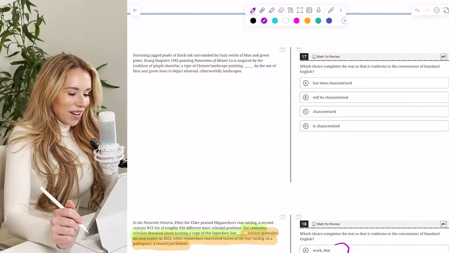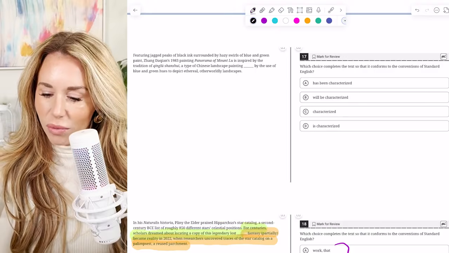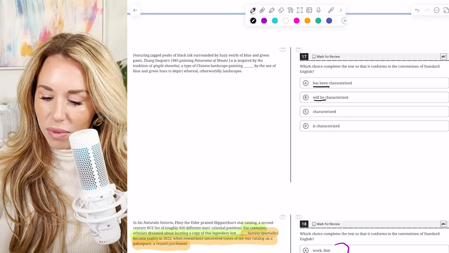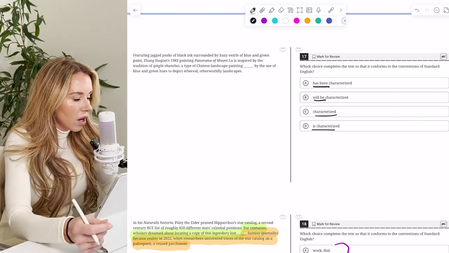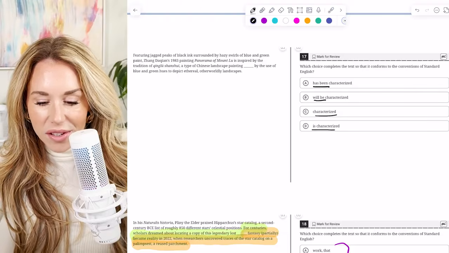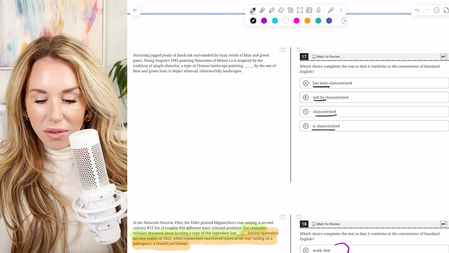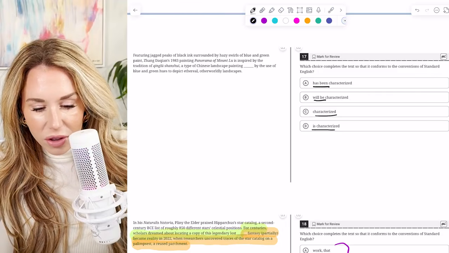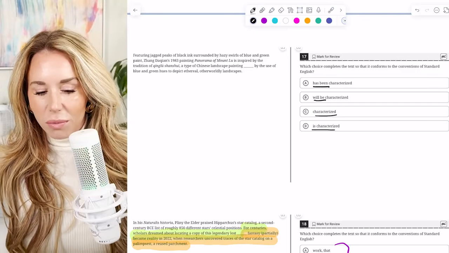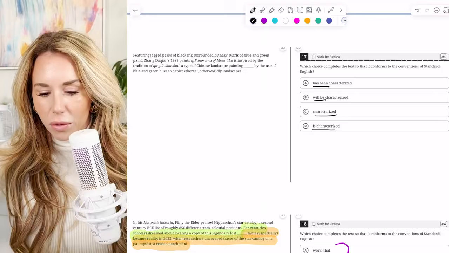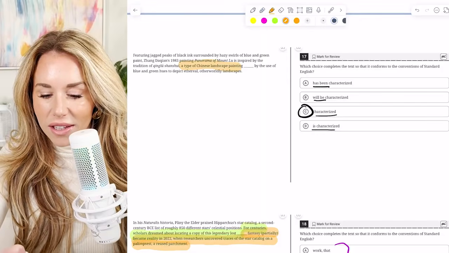The answer is C. All right, so this one looks like it is somewhat of a parallelism question. We have "has been," which is present perfect, "will be," future tense, "characterized," past tense, and "is characterized," which is present tense. So, "Featuring jagged peaks of black ink surrounded by hazy swirls of blue and green paint, Zhang Di's 1983 painting Panorama of Mount Lu is inspired by the tradition of Shan Shui, a type of Chinese landscape painting characterized by the use of blue and green hues to depict ethereal, otherworldly landscapes." It needs to be "characterized" to keep this part non-essential.